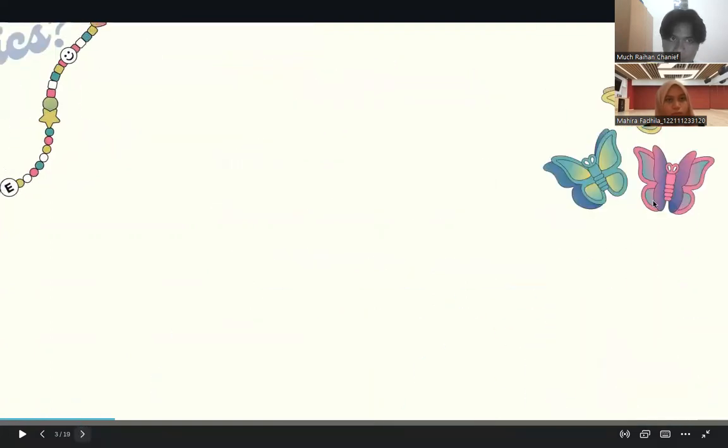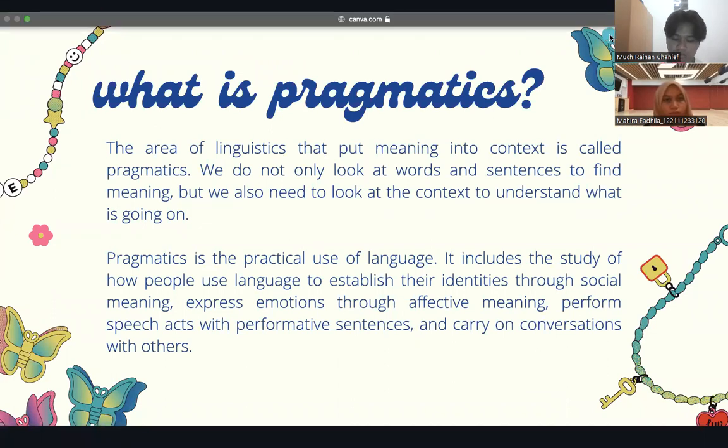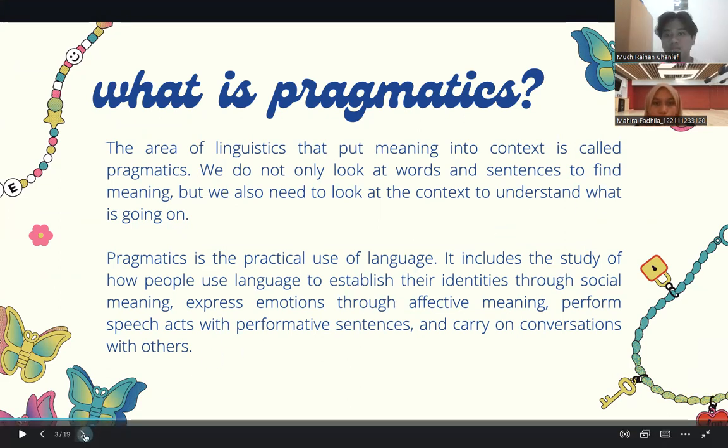Okay, first things first, I'm going to talk about what pragmatics is. The area of linguistics that puts meaning into context is called pragmatics. We do not only look at words and sentences to find meaning, but we also need to look at the context to understand what is going on. Pragmatics is the practical use of language. It includes the study of how people use language to establish their identities through social meaning, express emotions through affective meaning, perform speech acts with performative sentences, and carry on conversations with others.